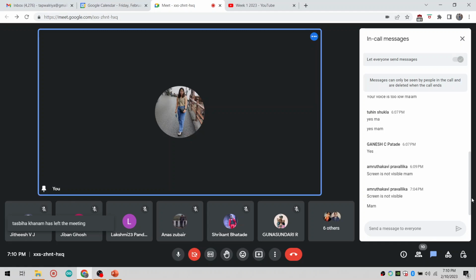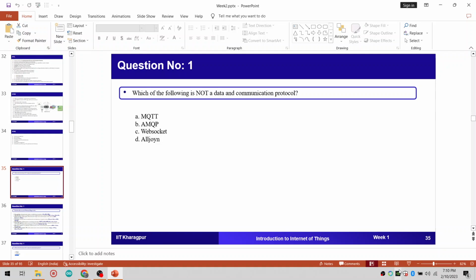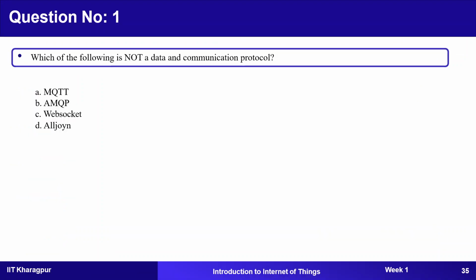Now I'm not going to give the summary of the topics which we have done in week 2. I'm just going to discuss the questions only. I want you to respond for the questions, and if you are not able to, then I'll reply. So first question is, which of the following is not a data and communication protocol? Options are MQTT, second option is AMQP, third one is WebSocket, fourth one is LOIN. Anyone?